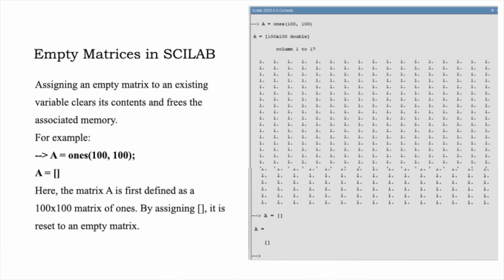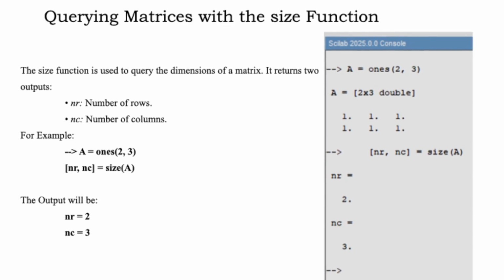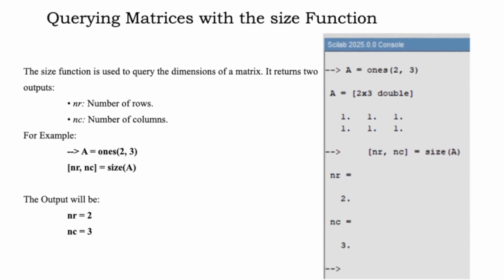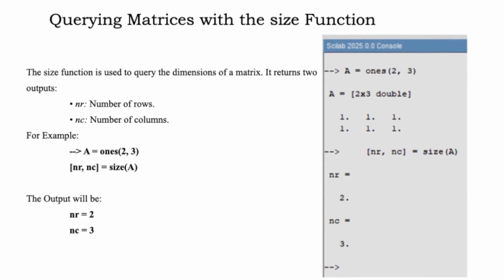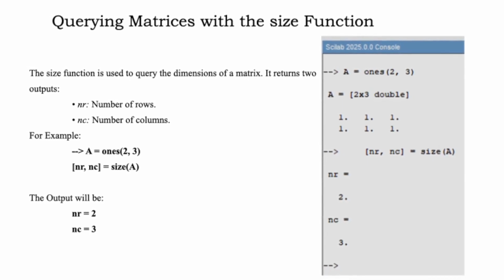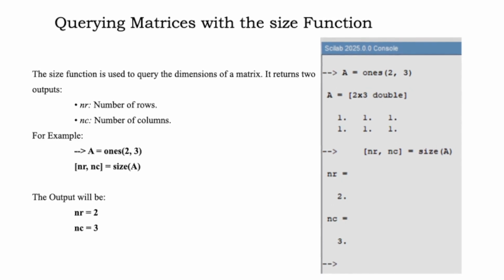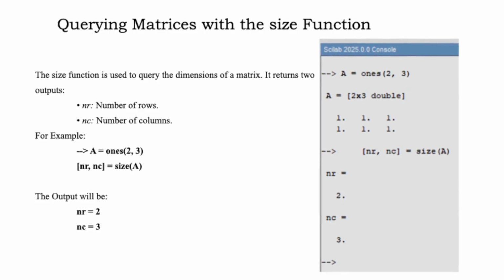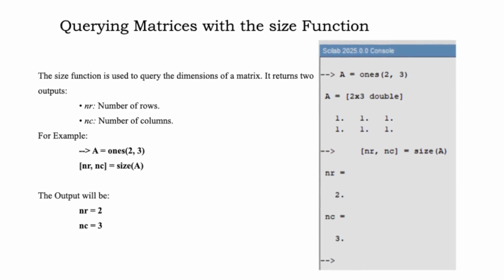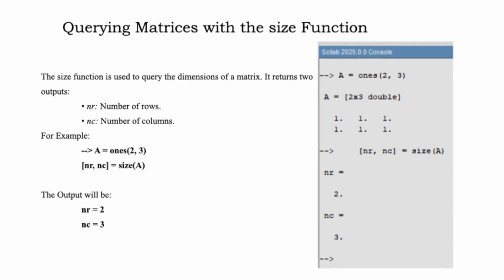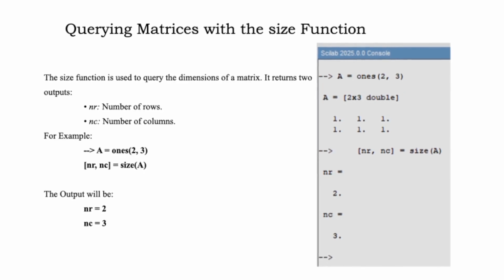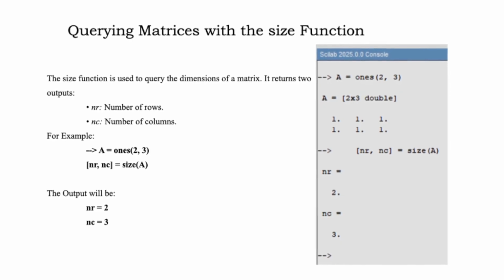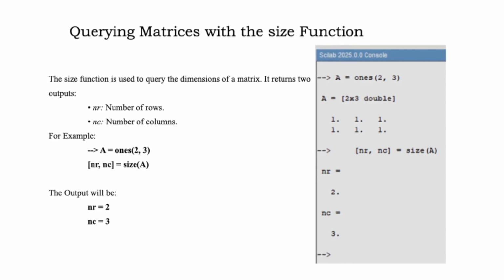The size function is used to query the dimensions of a matrix. It returns two outputs, NR, that is the number of rows, and NC, that is the number of columns. For example, A = ones(2, 3), then [NR, NC] = size(A). The output will be NR = 2 and NC = 3.